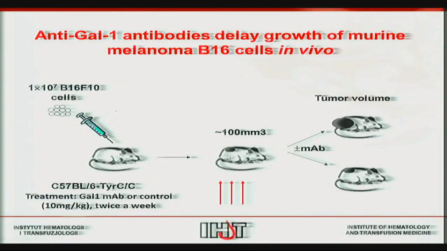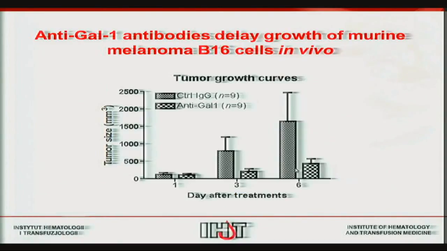The cells formed tumors of about 100 cubic millimeters, and they initiated our treatment. And this is the result of this experiment. When we looked at the growth of the tumors in mice that received only vehicle, as expected, these mice developed progressively growing tumors, whereas in mice receiving galectin-1 antibodies, these tumors grew much slower.